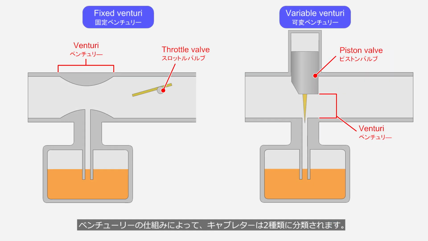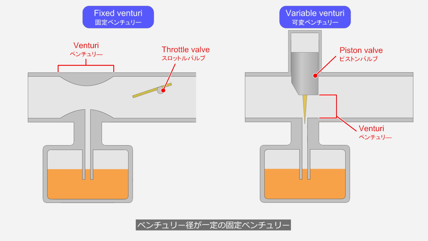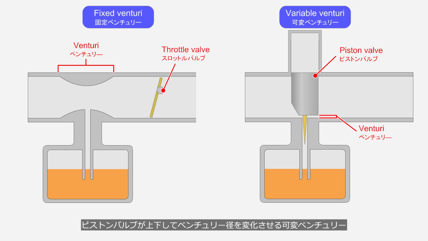The carburetors are classified into two types, based on the venturi mechanism. Fixed venturi carburetors have a constant venturi diameter, while in variable venturi carburetors, a piston valve moves up and down to change the venturi diameter.